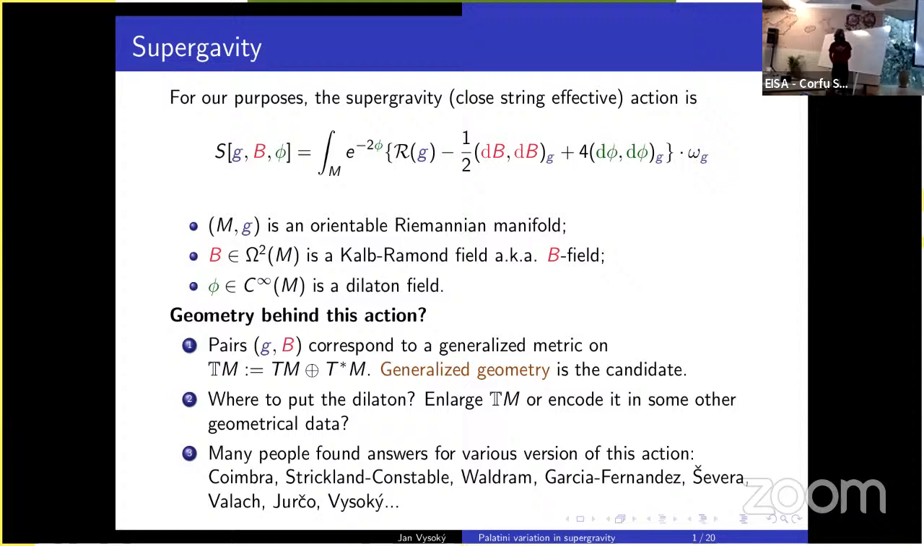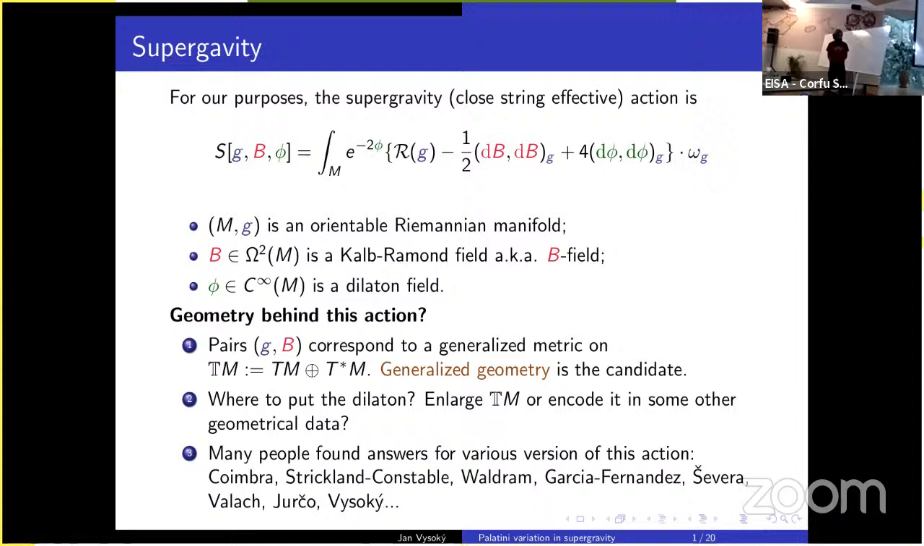where M is just an orientable Riemannian manifold with metric G. For some technical reasons, I assume that G is Riemannian, but it's not really important for what I will say. If G is positive definite, this B appearing here via its exterior derivative is called the Kalb-Ramond field or simply B field. And again, I assume it's just a globally well-defined two-form. And phi is a scalar function called the dilaton field.